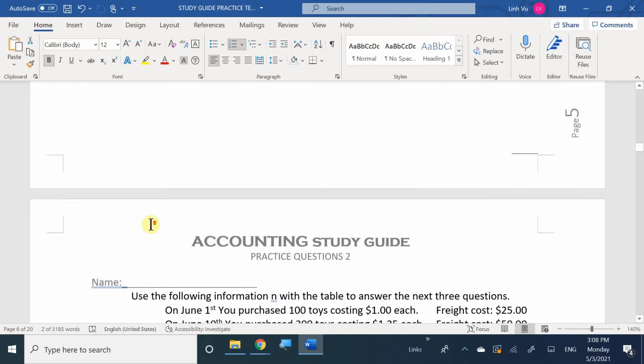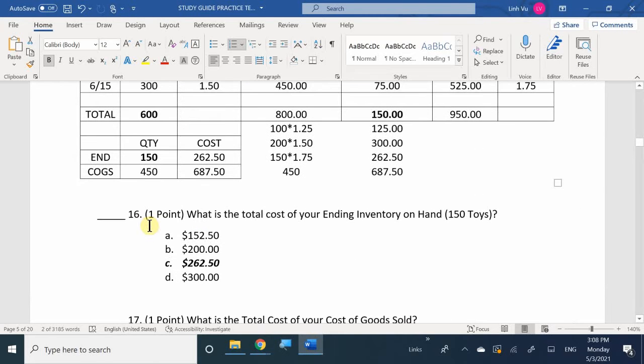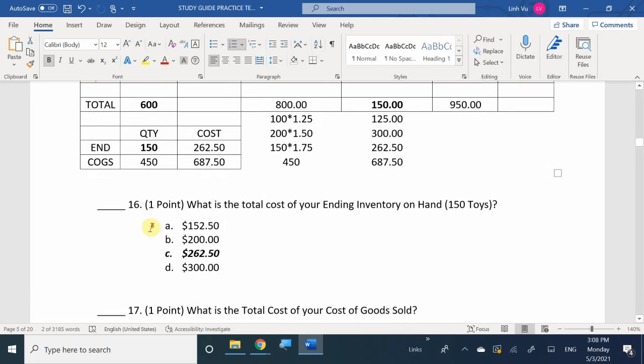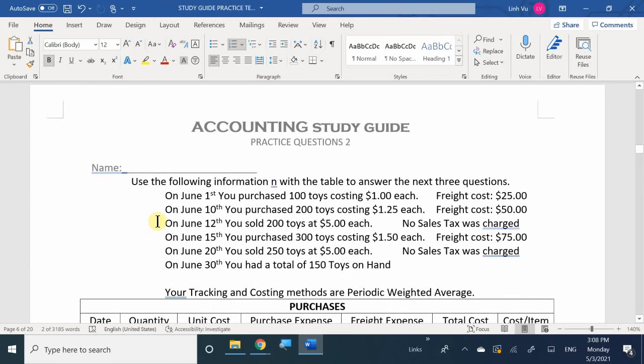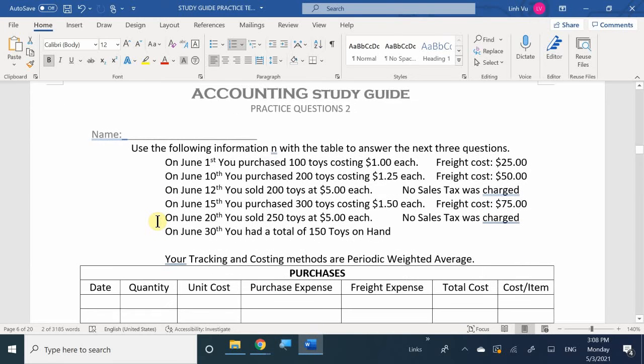Okay, so we just finished up the previous one, which is the LIFO. I mean, we did LIFO was the first one, second one was FIFO. Now let's see what this one's about. So this one is going to be the same information except for one key difference. This time, our costing and tracking method is going to be periodic and it's weighted average. So in this case, let's just go ahead and proceed.